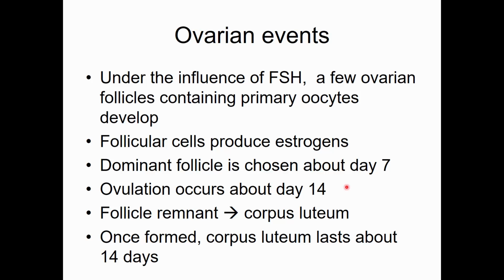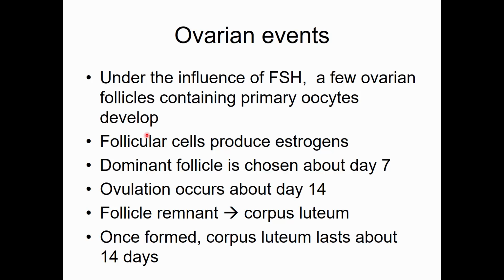So once a girl goes into puberty and is able to produce oocytes, there are some events that occur in the ovary. There's a hormone produced from the anterior pituitary called FSH, follicle stimulating hormone, and that is produced in high levels in the beginning of a menstrual cycle. And FSH, as the name implies, causes a few of the ovarian follicles to develop. So they're little primary oocytes in little tiny follicles, and they start to grow.